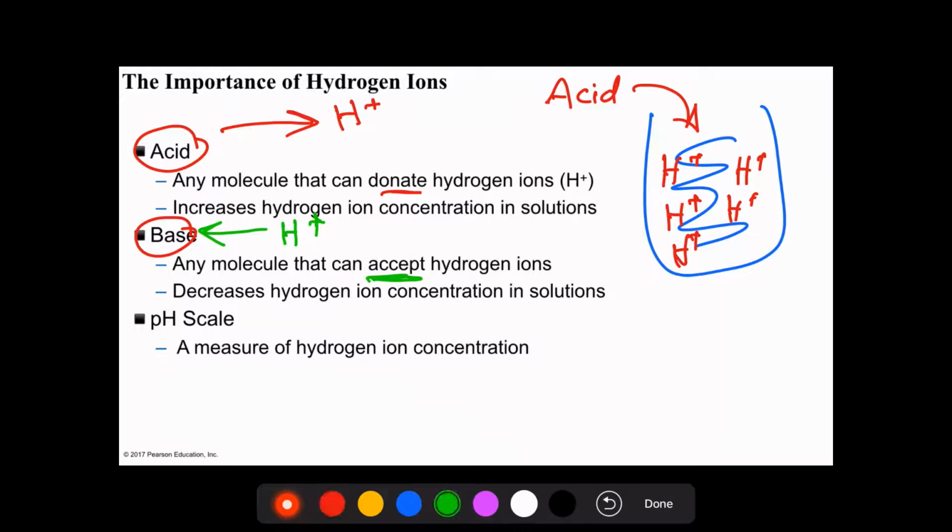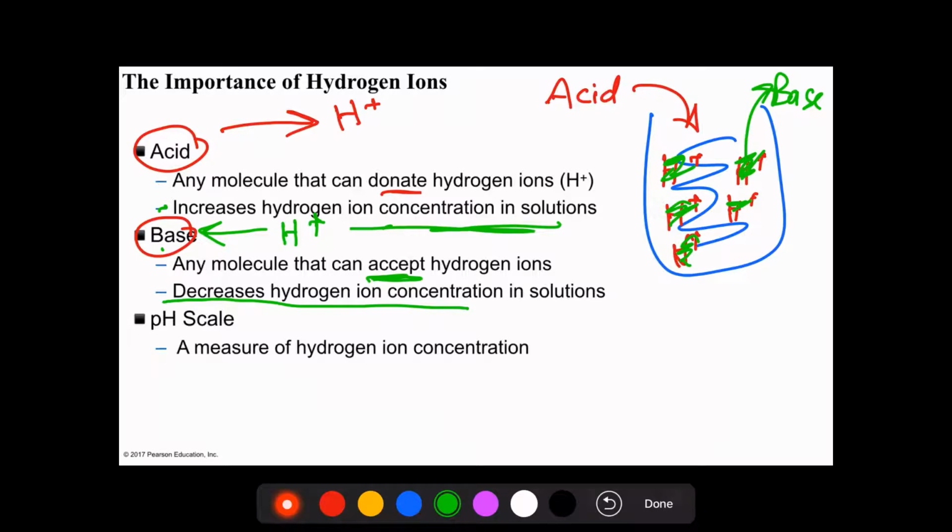But if we put a base, then we will see a decrease in the number of hydrogen ions, since base is going to accept or absorb these extra hydrogens. Okay? So acid would increase the hydrogen ion concentration in solutions, whereas base would decrease the hydrogen ion concentration in solutions.